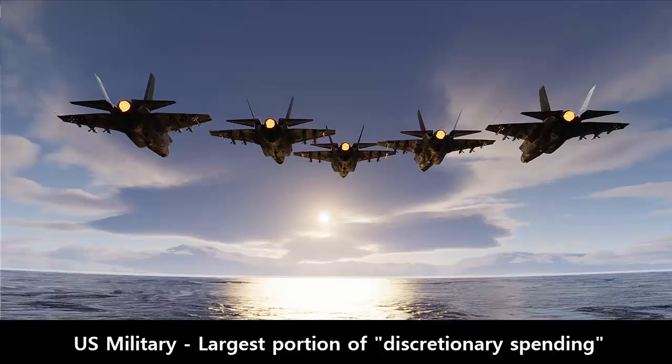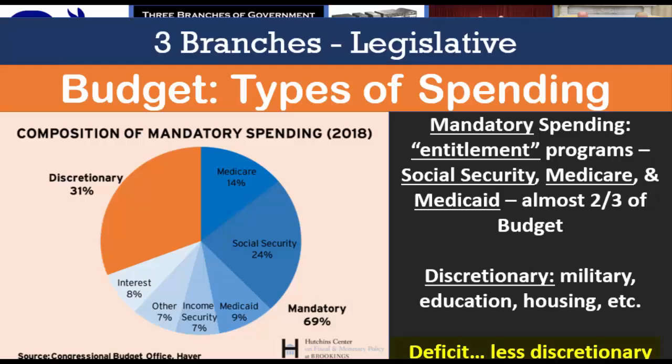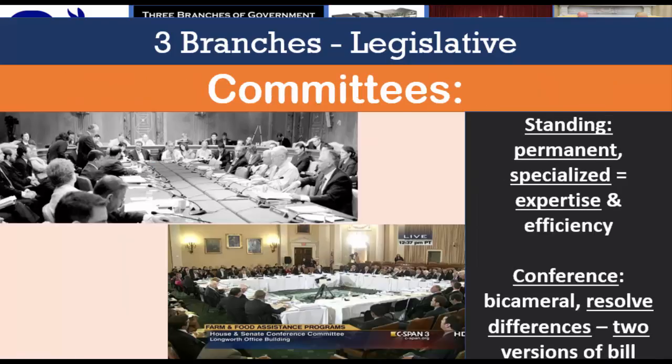The vast majority of the discretionary budget goes to our military, leaving little left over for other federal programs, and it's the reason we usually have a deficit, the extra money spent beyond what is collected in taxes and other forms of revenue. I'm sure you learned about how Congress is structured into committees, most important being the standing or permanent committees doing most of the work.